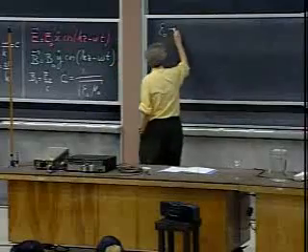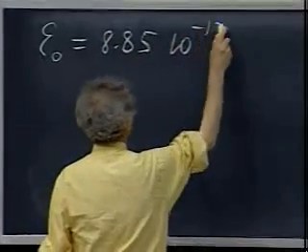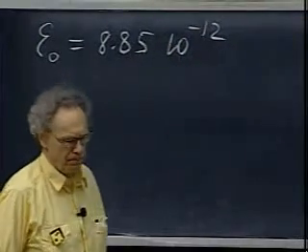It has nothing to do with the dB/dt. It has nothing to do with the dE/dt. It has nothing to do with traveling waves. Epsilon zero is about 8.85 times 10 to the minus 12 in SI units.